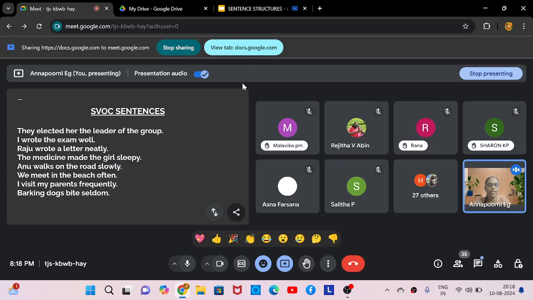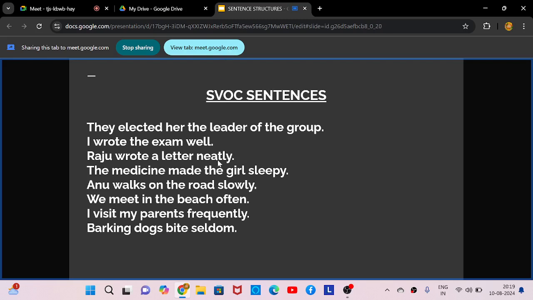Can anyone do? Anantha Krishnan, can you identify? The medicine made the girl sleepy. The medicine is the subject. Made is the verb. The girl is the object, and sleepy is the complement here. Okay, ma'am. Yes. Next one.